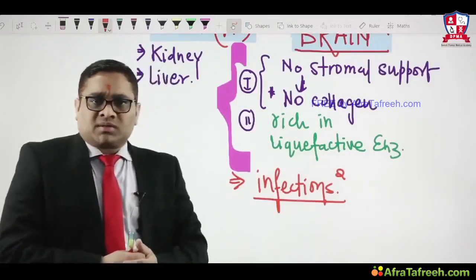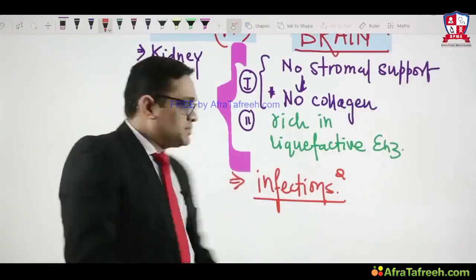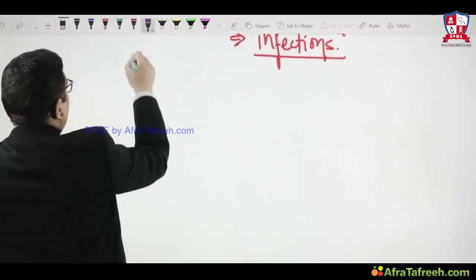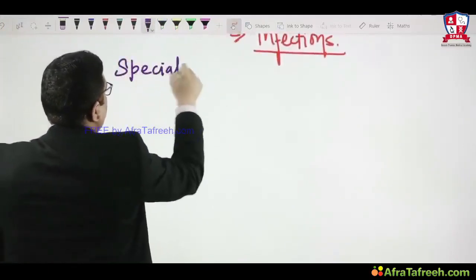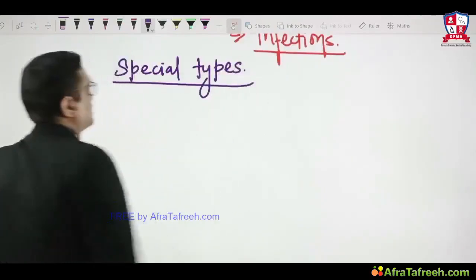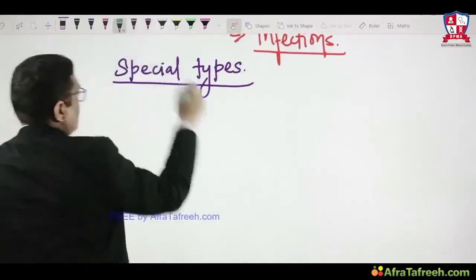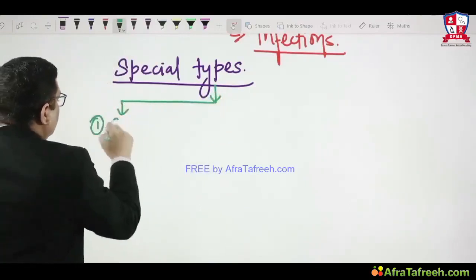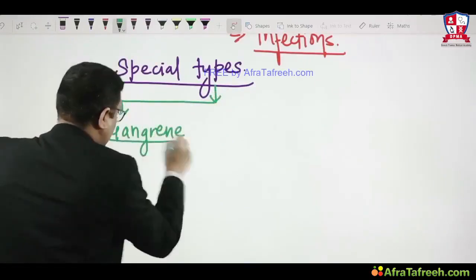So we have discussed two patterns. Now we will discuss some special types of necrosis which the examiner asks in exam. So what are these special types of necrosis? I will just name some of them and then we will start discussing them. Number one is gangrene.